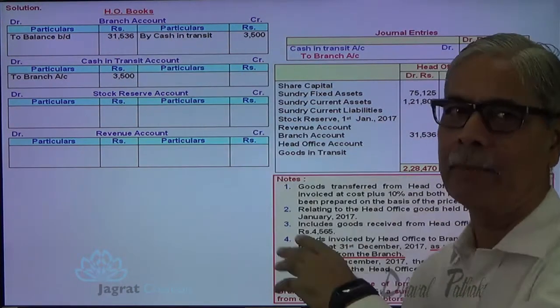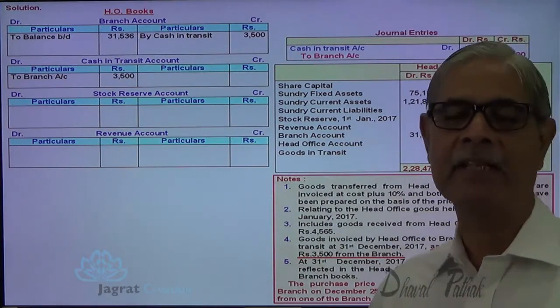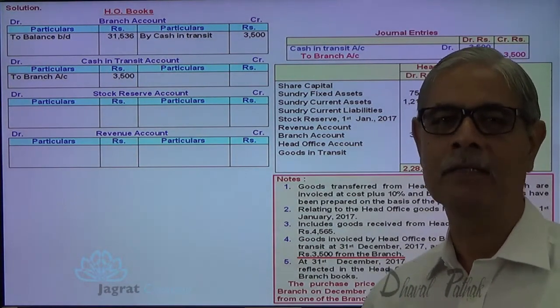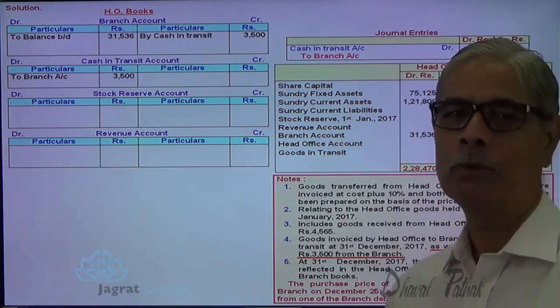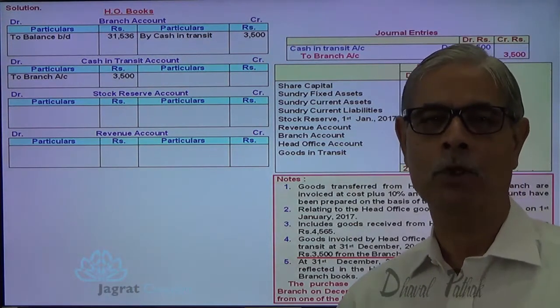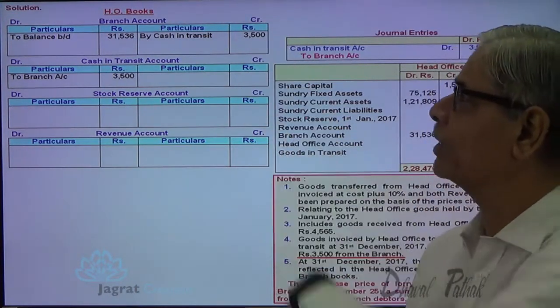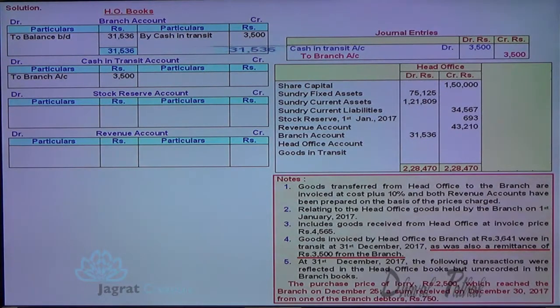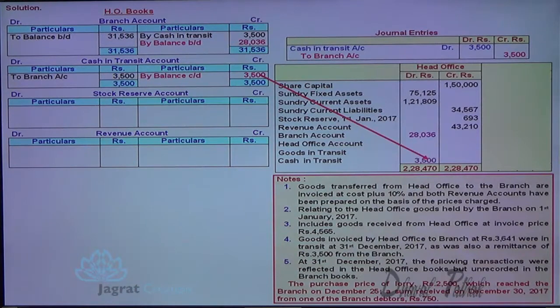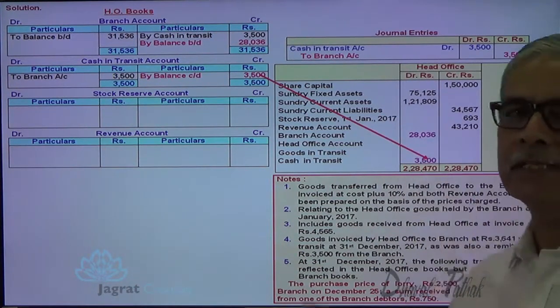Now let me strike the balance, and in light of that, let me make the changes in the trial balance of this HO. Yet I am required to write the entry for stock reserve, but let me finish this first. So the debit balance has changed now, 28,000. The branch debit balance will be amended, so it will become 28,036. And cash in transit will appear as a debit balance in the trial balance. So these are the two changes I have made.